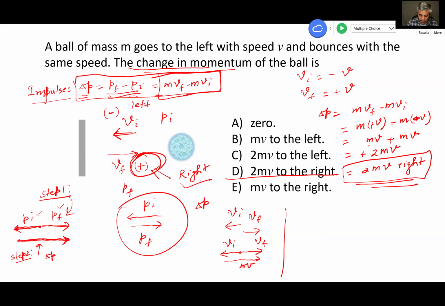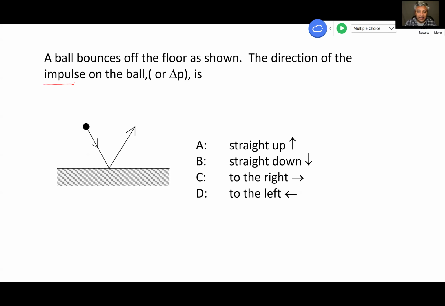So we can also find it by just drawing in some cases. For example, here is a question for you where it's asking you to find impulse. And remember, impulse is equal to change in momentum. So you can just find the change in momentum. In this case, there is no mass and velocity, so you cannot just write MVF minus MVI and do the calculation, because these velocities are not given. So what do you do? You use that drawing method, the geometric method.